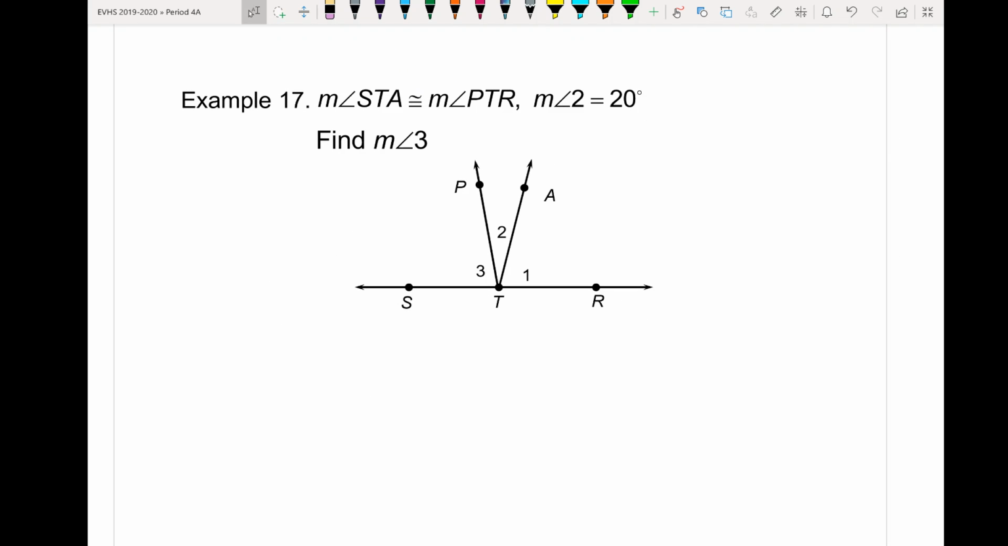All right, this one is fun. Guys, please pay attention to this because this might end up on your homework or on a quiz at some point. All right, measure of angle STA. Now, STA is this larger angle. It is congruent to the measure of angle PTR. Notice there's an overlap there. And the measure of angle 2 is 20 degrees.